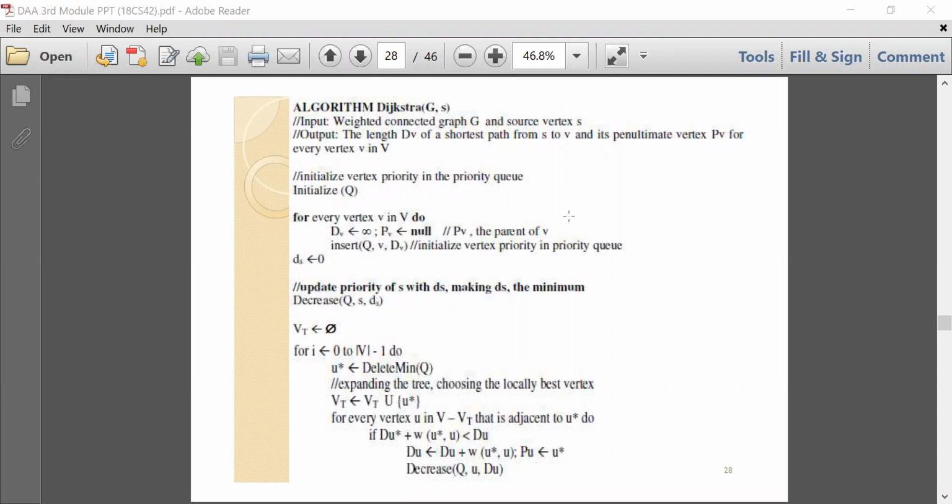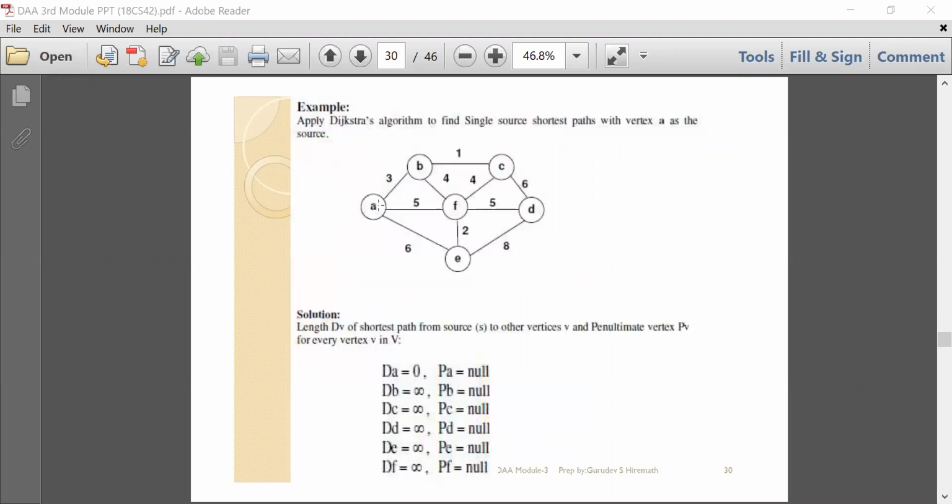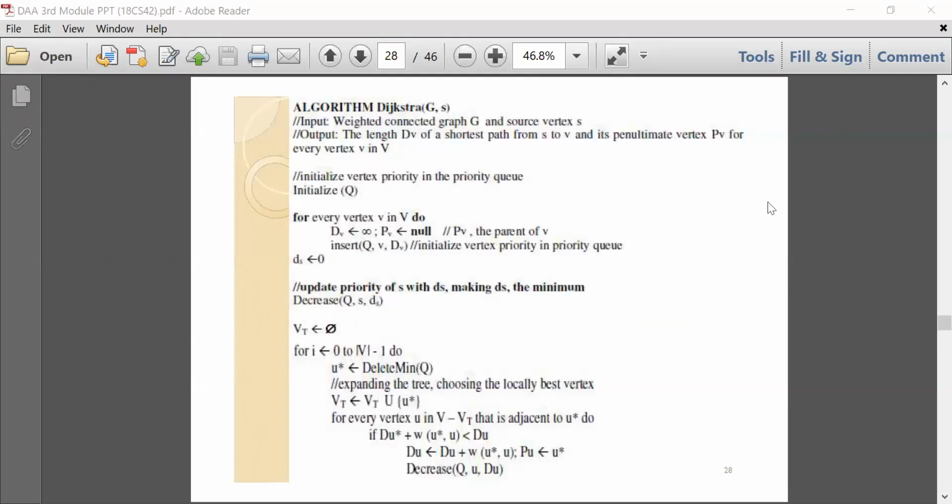They take an array with a size equal to the number of vertices. For example, in this graph how many vertices are there? 1, 2, 3, 4, 5, 6. 6 vertices, so they will take one particular array with the size 6.